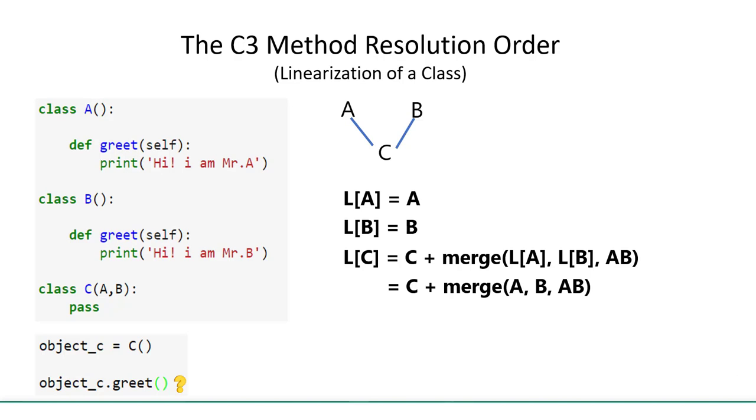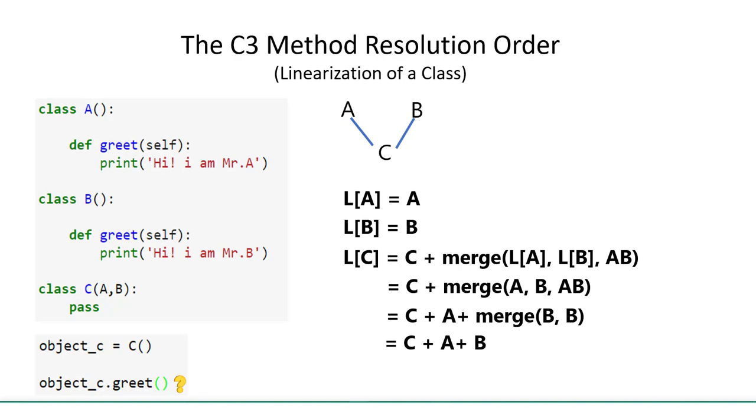During the merge evaluation, as a first step, we pick up the head of the first list, which in this case is A, and we see if it is part of the tail of any of the remaining lists. As it's not part of the tail of any of the remaining lists, we remove the class A and place it as part of the linearization of class C. So the next expression is class C plus class A plus merge of the remaining class, which is B in this case.